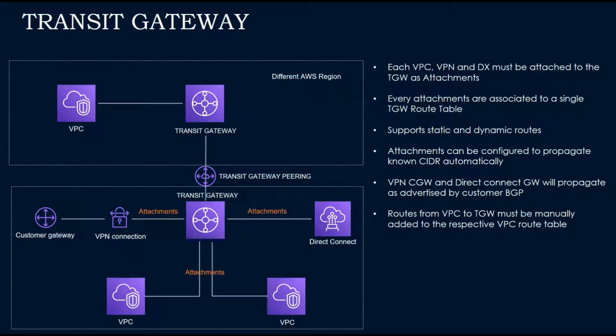To set up Transit Gateway, each VPC, VPN or Direct Connect must be attached to a Transit Gateway as an attachment. Every attachment must be associated to a single Transit Gateway route table, which supports static and dynamic routes. Attachments can be configured to propagate the known VPC CIDR ranges automatically. VPN Customer Gateway and Direct Connect Gateway routes will be advertised by the customer BGP. The routes from the VPC to the Transit Gateway must be manually added to the respective VPC route table.